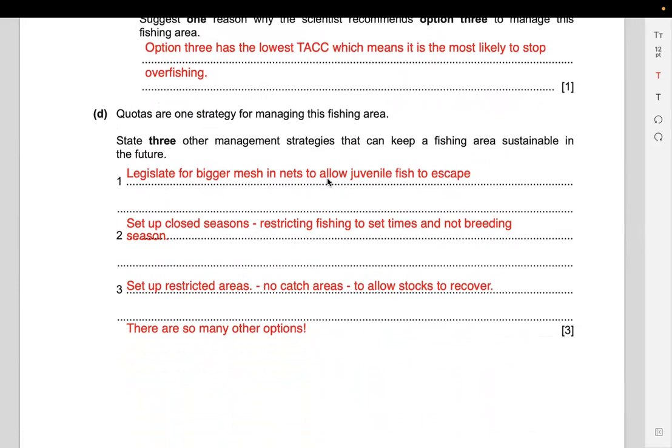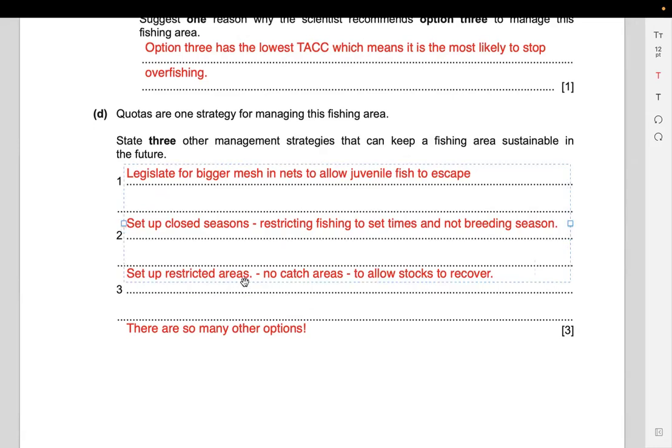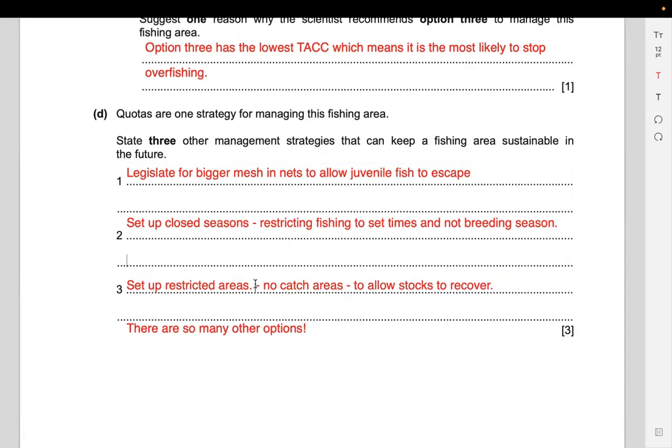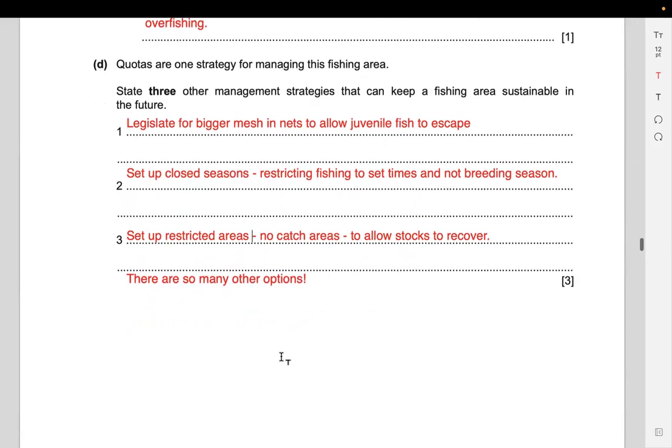So legislate for bigger mesh in nets to allow juvenile fish to escape. Set up closed seasons, restricting fishing to set times and not breeding season. And then set up restricted areas or no catch areas to allow stocks to recover. There are so many things you could say for that.